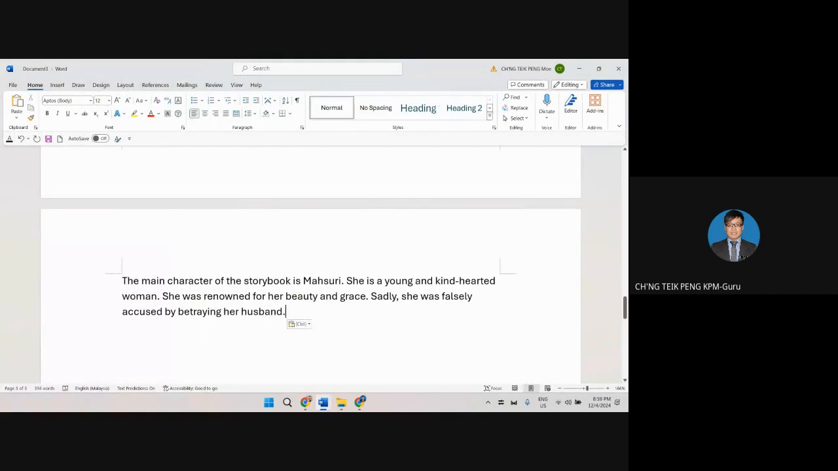Okay, the main character of the storybook is Masuri, and then she was a young and kind-hearted woman. Sadly, she was falsely accused by betraying her husband. 这里就不对了咯。李安，你不能用 by， 因为你不是在讲这方法嘛，对不对？你不是在讲这方法所以呢，你不能用 by 咯。你要讲说他被人家指责做了什么东西，所以你应该用 of betraying her husband。by betraying her husband 是这样子用呢？老师给你一个句子啊，let me give you a sentence, okay?